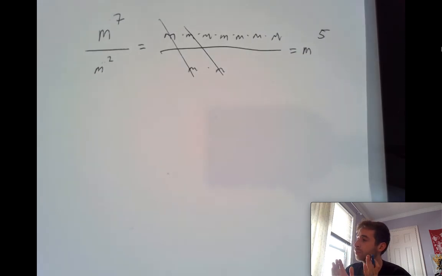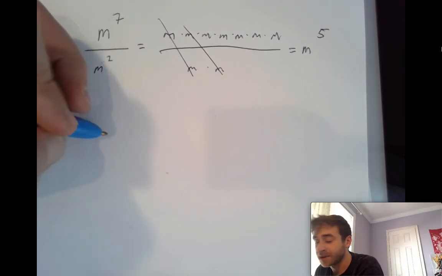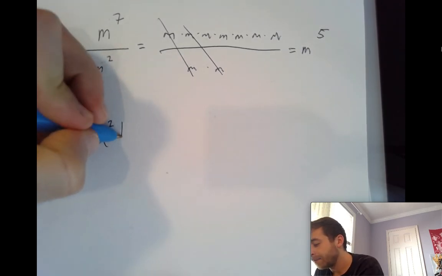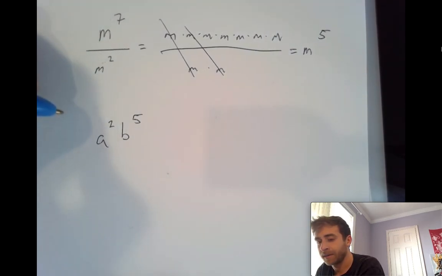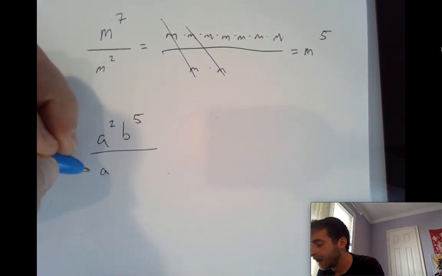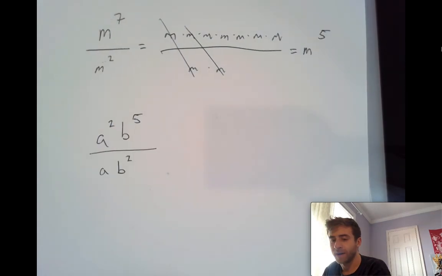Let's do one more of these and then one last thing. It just occurred to me. So let's try and do it with 2 different variables this time. I'm going to say a squared and b to the 5th power. Now I'm going to divide out an a, and I'm going to divide out a b squared.